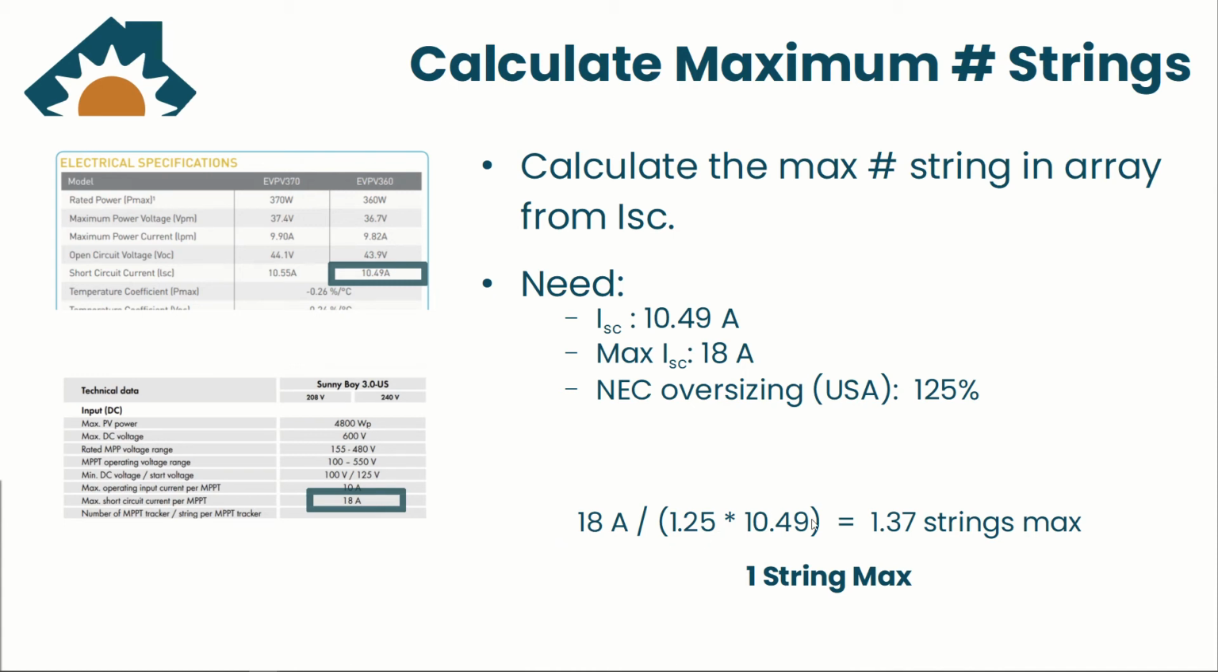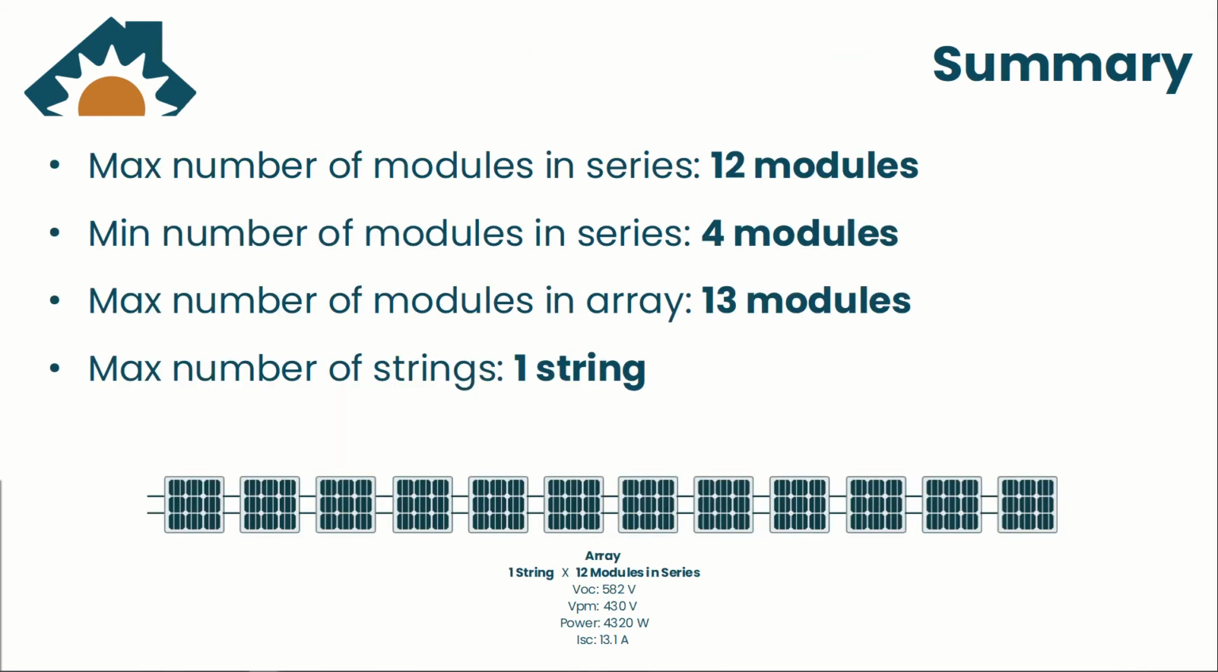Our result is 1.37 strings, and we have to round this down. So our maximum and essentially minimum is going to be 1 string. So that will make things a lot easier for us when we do our string sizing. Now that we have all of our numbers, we can now string size.